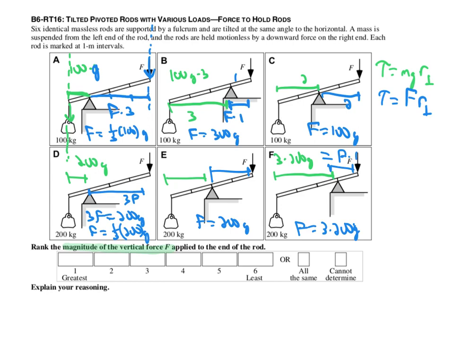So we have F is the most because it's 3 times 200, and then our next is going to be 300, which is actually B, and then 200, which is E, and then C, because that's 100, which is more than 200 over 3, which is sort of 60-ish. So D comes next, and then finally A.